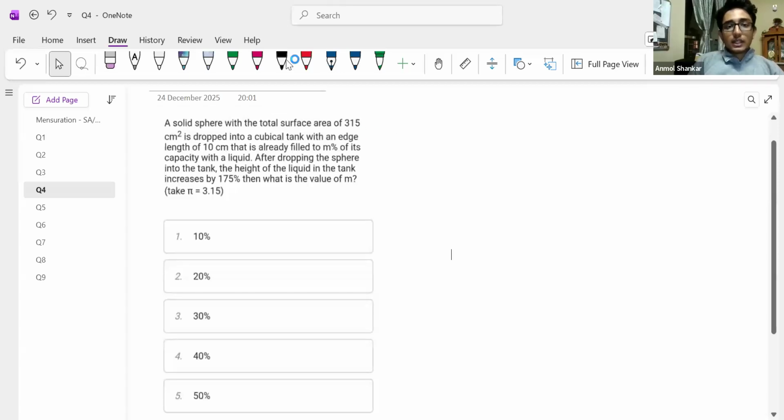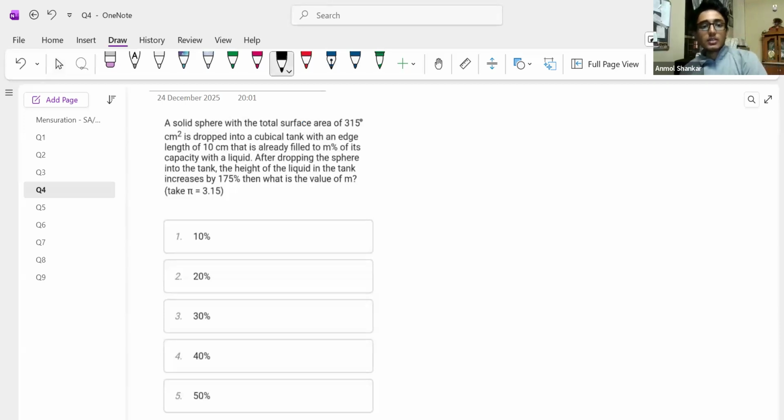Okay, a solid sphere with total surface area of 315 centimeter square is dropped into a cubical tank with an edge length of 10 centimeter that is already filled to m% of its capacity with a liquid. After dropping the sphere into the tank, the height of the liquid in the tank increases by 175%. Then what is the value of m?